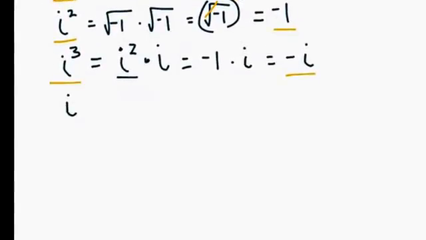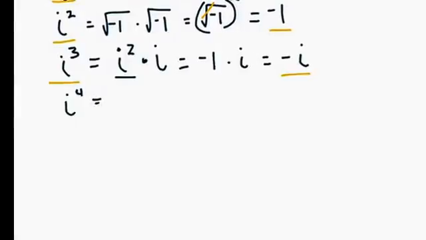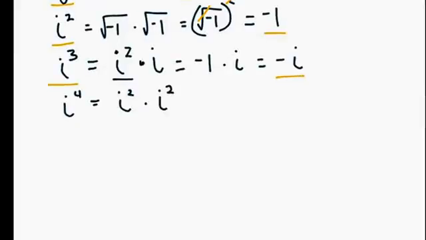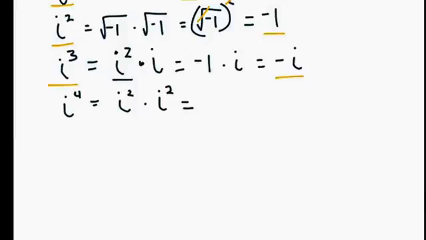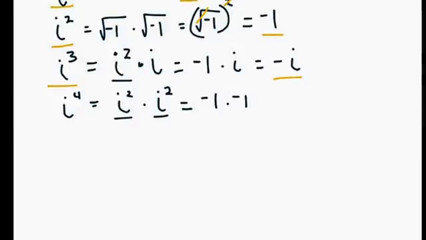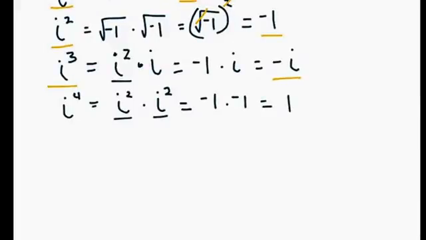i to the fourth, we can break apart into i squared times i squared, because i squared times i squared equals i to the fourth. We know that i squared equals negative 1, and i squared also equals negative 1. Negative 1 times negative 1 equals 1.